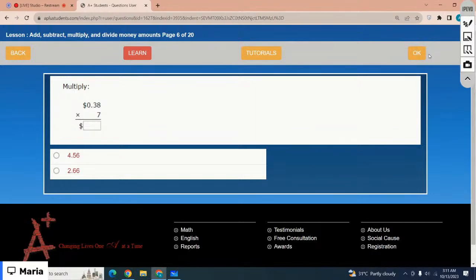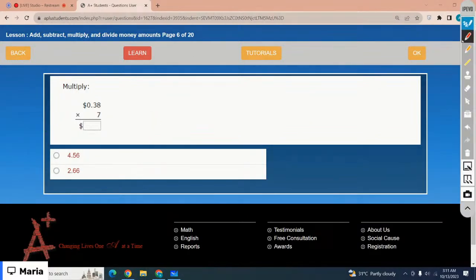Okay, the next one is 0.38 times 7. Which is the correct option? You have to do 0.38 times 7, right? Let's just do 7 times 8 is 56. Here you have 6, here you carry 5. 7 times 3 is 21 and 5 is 26. So that would be 2.66. The correct option is the second one. That would be 2.66, right? Option number 2 is the correct option.